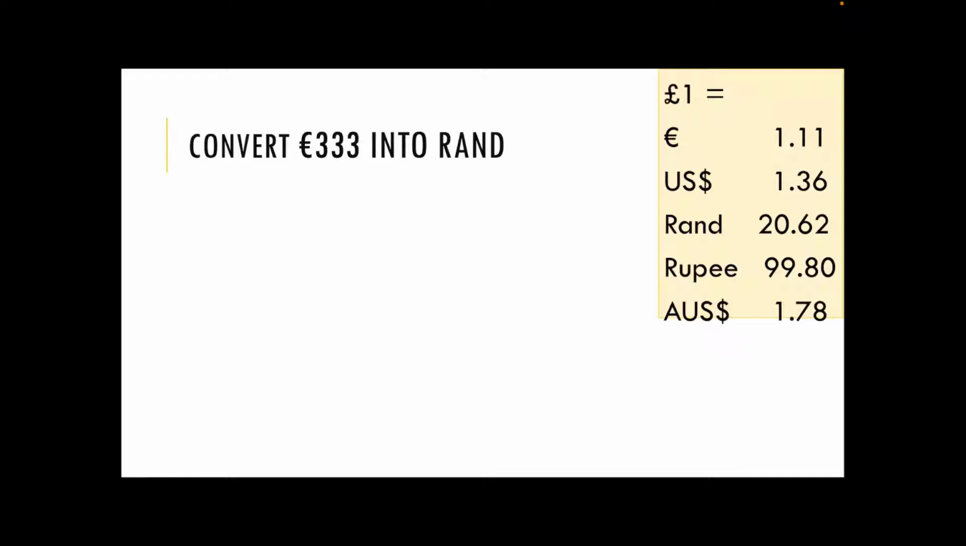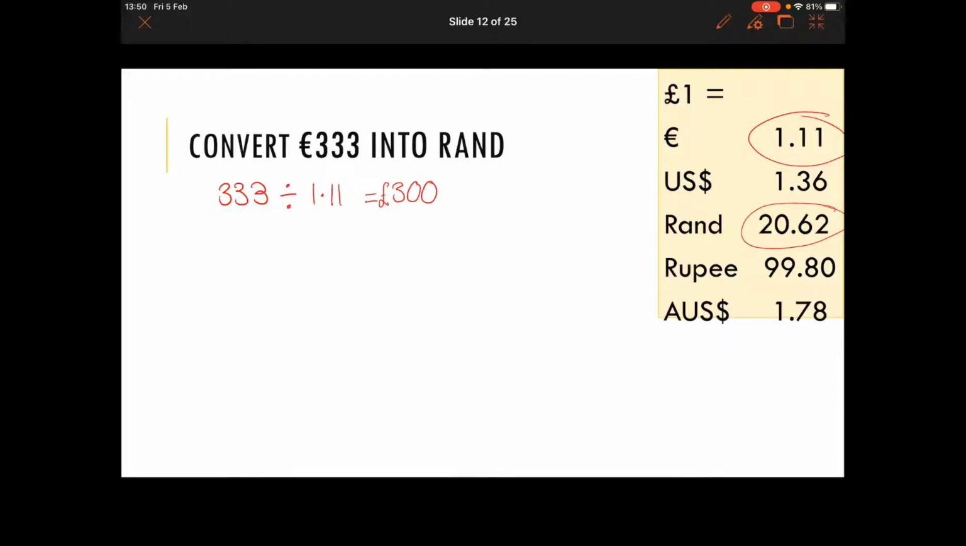So let's try this example. 333 euros then, I'm going to divide by my 1.11, and that is going to give me 300, and that's us converted back into pounds. So then from pounds into rand, so then we're going to take that number, we are going to multiply by our 20.62, and that is going to give us 6,186 rand this time.